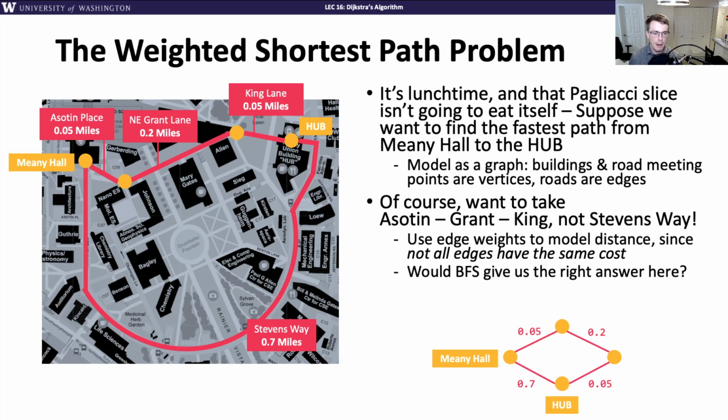Now, the reason BFS might not work here is imagine Stevens Way, which is a very long continuous road, was represented by one edge between Meany Hall and the hub. If we were to run BFS, it would tell us to take that edge, even though the cost of walking all the way around Stevens Way is a lot larger than taking those 3 separate edges. The reason BFS is not going to end up working here is because BFS cares about minimizing the number of edges taken. It doesn't care about the edge weights. So we might need to change our algorithm a bit to account for this.